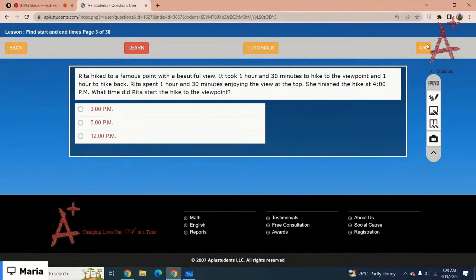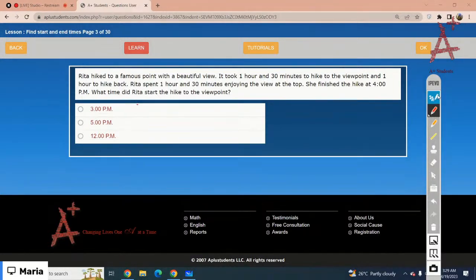Okay, the next one is Rita hiked to a famous point with a beautiful view. It took 1 hour and 30 minutes to hike to the viewpoint and 1 hour to hike back. Rita spent 1 hour 30 minutes enjoying the view at the top. She finished the hike at 4 p.m. What time did Rita start the hike to the viewpoint? Got it? So let me just calculate.